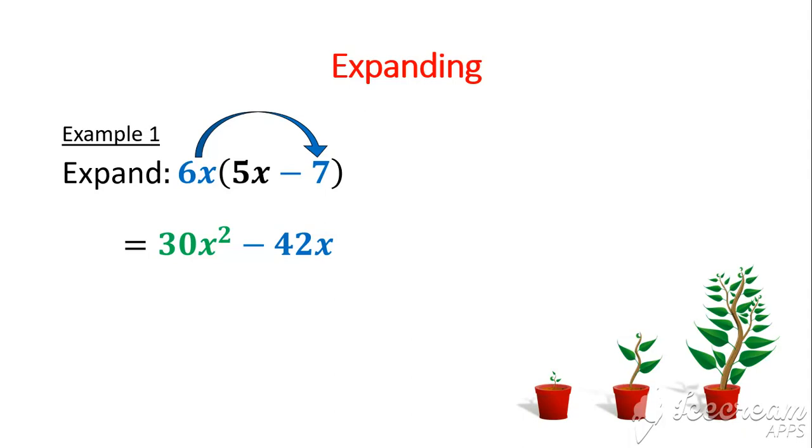Now we're going to multiply the 6x by the 7, but we're going to treat it as a negative 7, and a positive times a negative makes a negative. So 6x times negative 7 makes negative 42x, which we're going to write down as minus 42x.